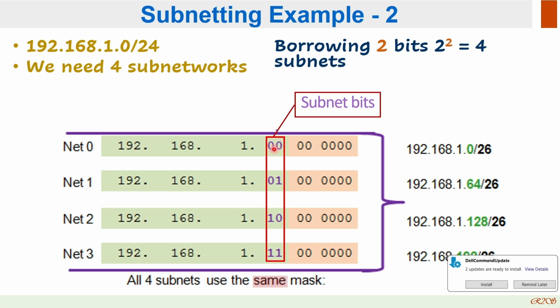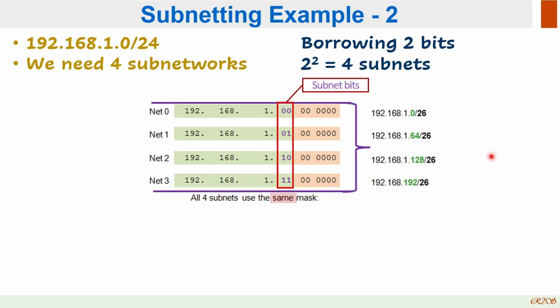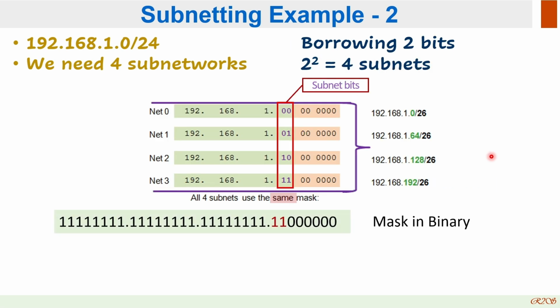And we said we borrow the 2 bits, that means now the prefix length is 24 plus 2, so 26. So now the prefix length is 26. So what is the mask of these new subnetworks?